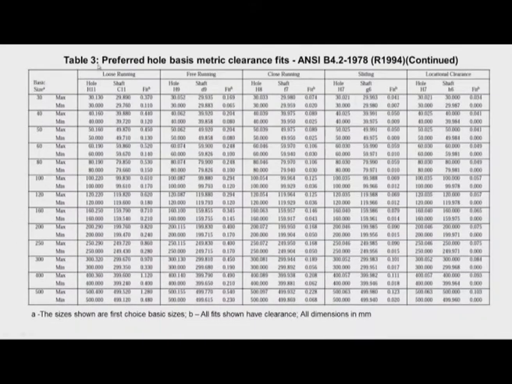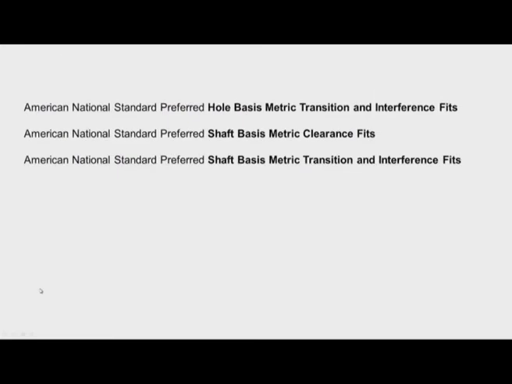Now this table gives the basic sizes from 30 millimeter to 500 millimeters. Similarly, we can have ready-made tables in the ANSI standard for hole basis metric transition and interference fits, and then shaft basis metric clearance fits, shaft basis metric transition and interference fits. So one can get the ready-made tables from the standard and use them.